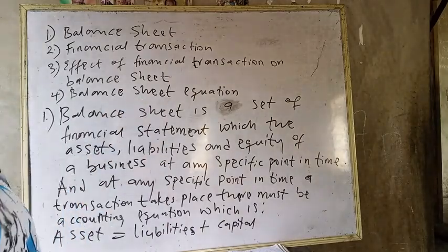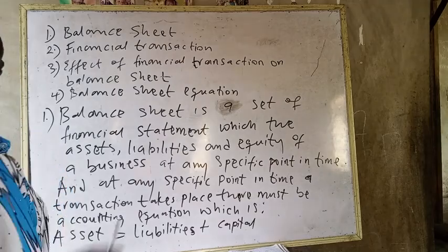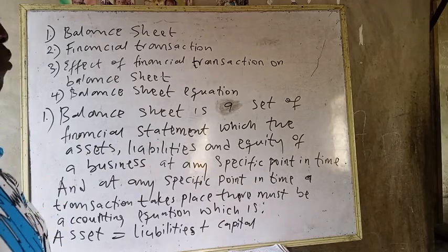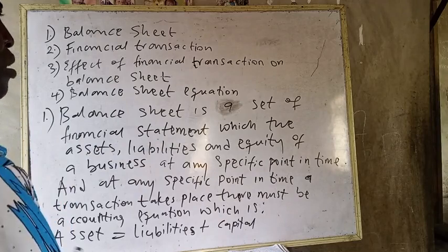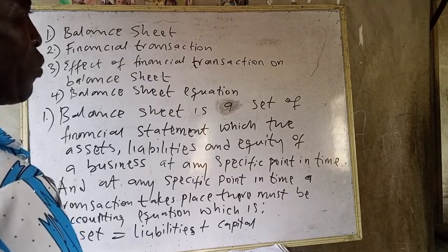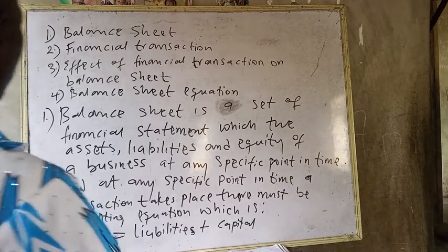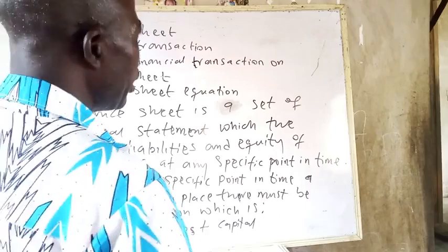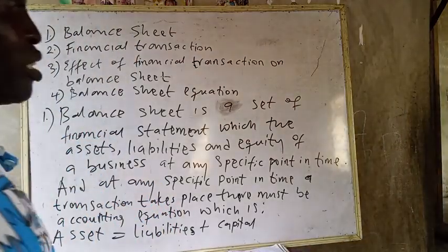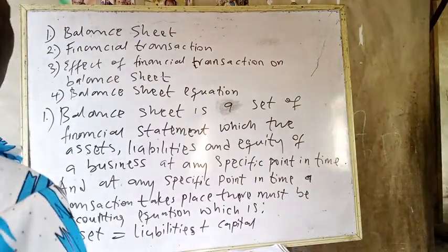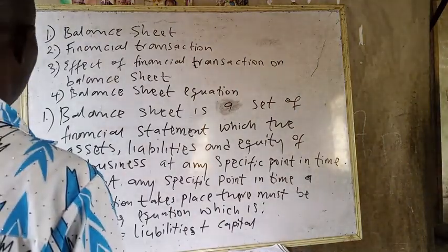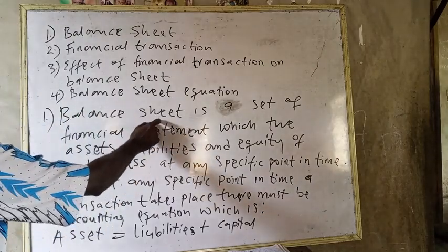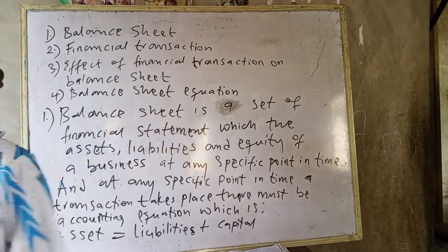And this is what a balance sheet is: a set of financial statements. What are the financial statements in accounting? We have the statement of financial position, which is the balance sheet; the statement of profit and loss and other comprehensive income; the statement of cash flow; the statement of changes in equity; and also the notes to the accounts. So today we are diving into the balance sheet, which is the statement of financial position.